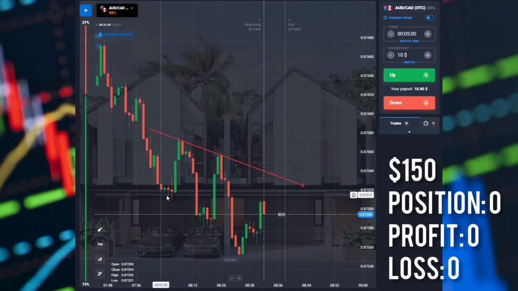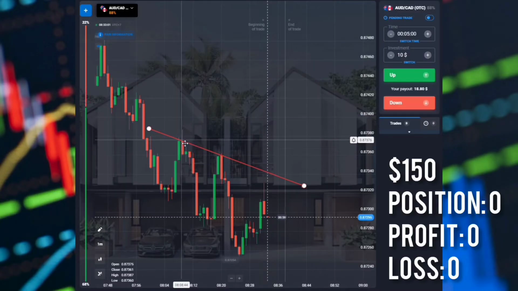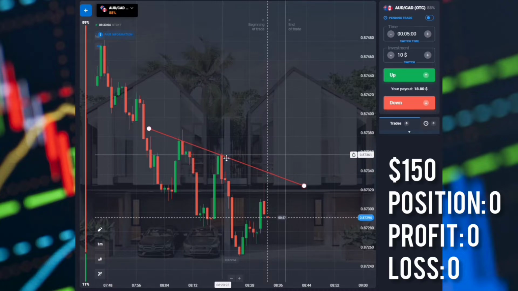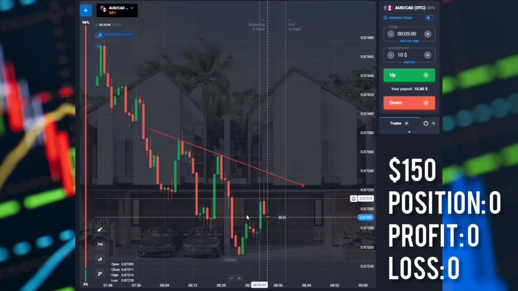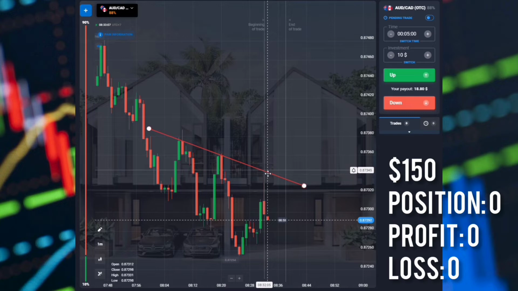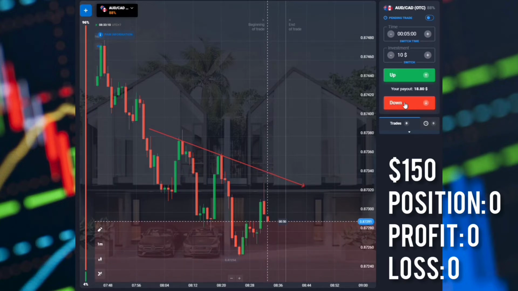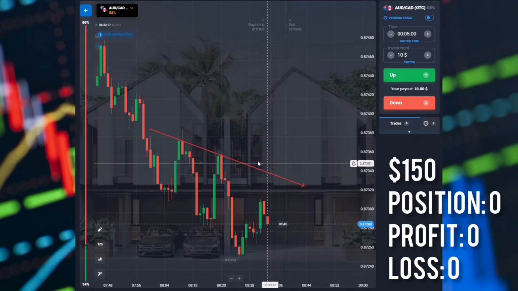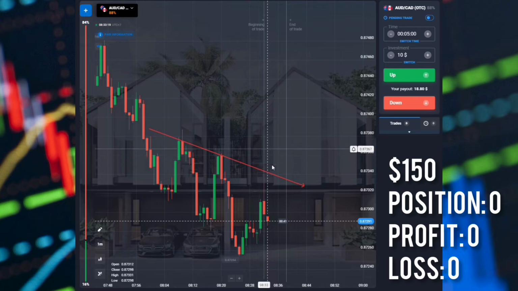Now we have a resistance line here. The chart goes up and it will bounce down, up again, down, up again. This resistance line is a place where we can open a sell position. When it reaches the resistance line, it will go down. That's when we're going to sell. Okay.